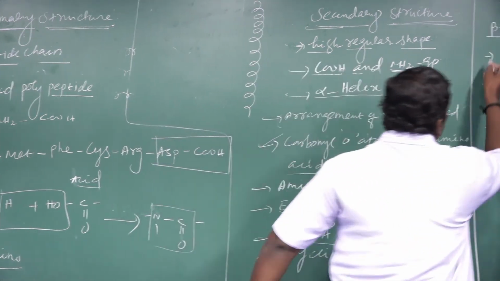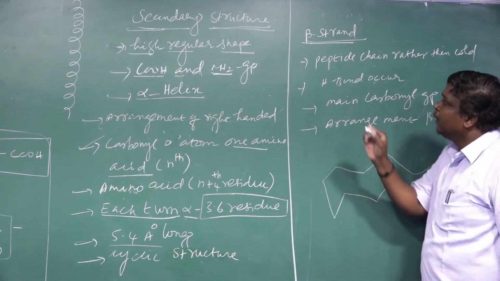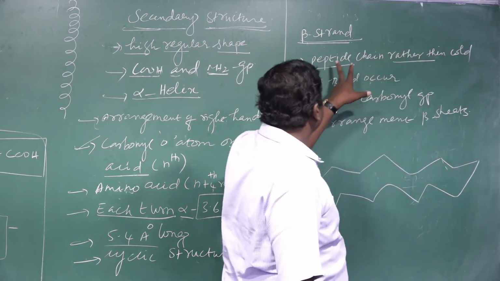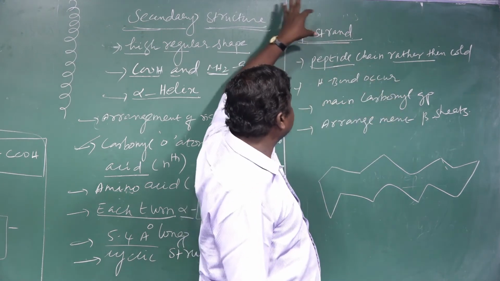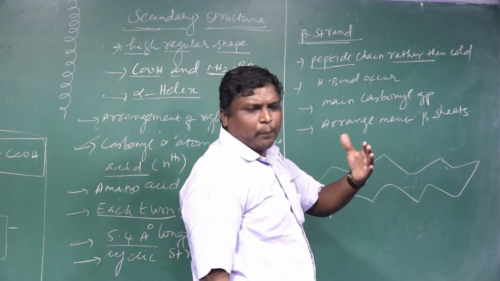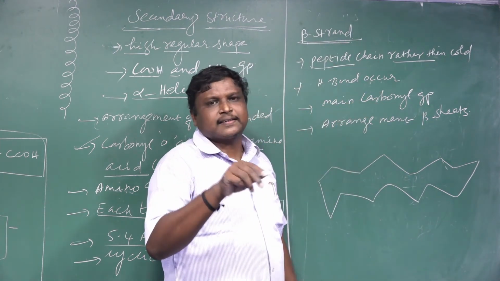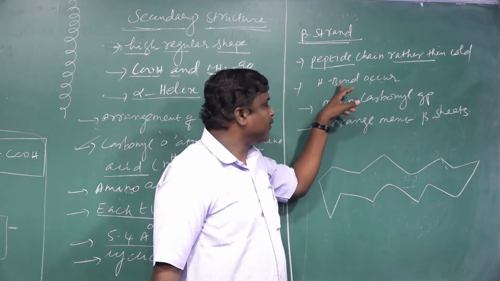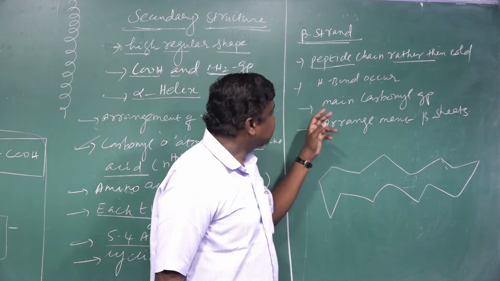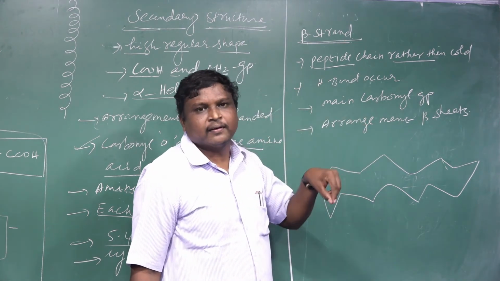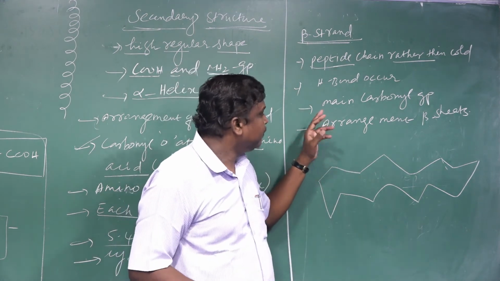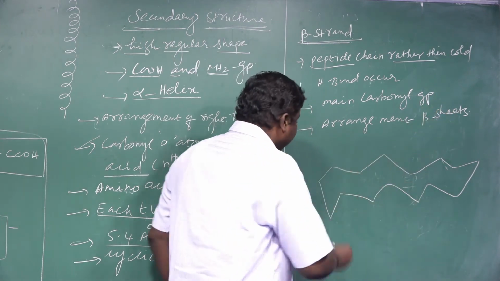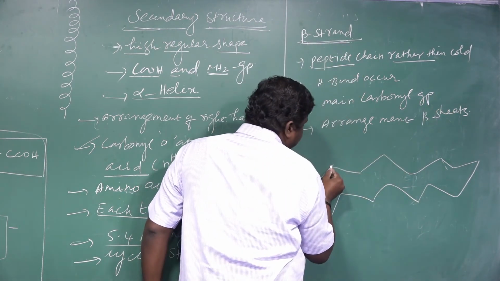Next, go to beta strands. Beta strands, first number 1, the peptide chain is extended, rather like in cold conditions. Second point, number 2, it contains hydrogen bonds that occur in nature. Third one, mainly the carbonyl groups are present. Fourth one is the arrangement, where the protein contains a beta sheet. This is the structure of the beta strands.